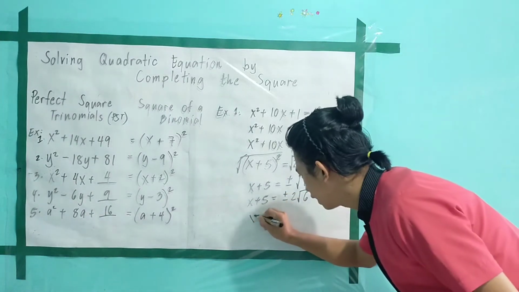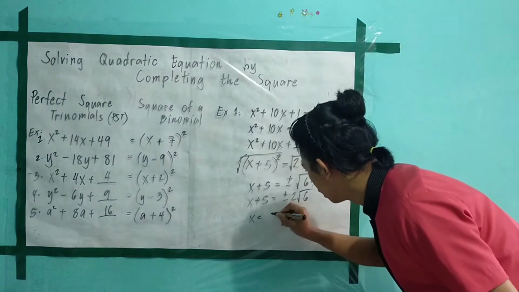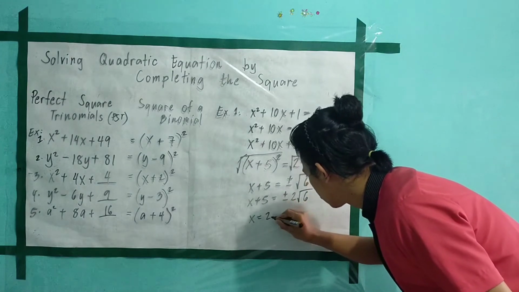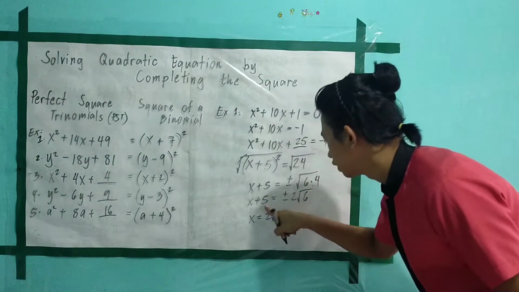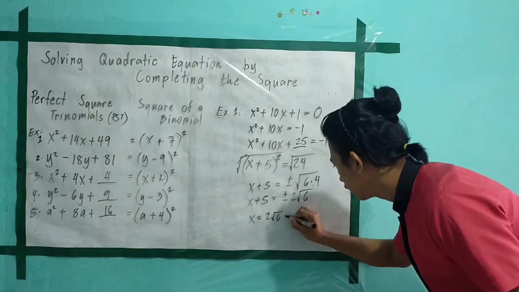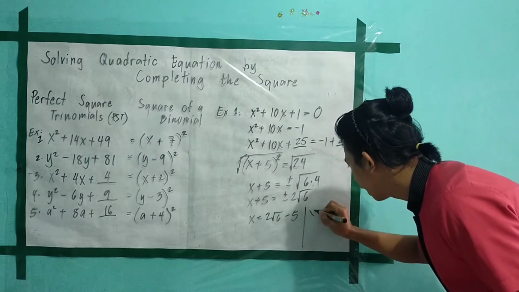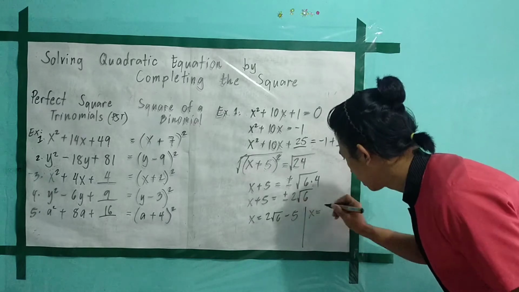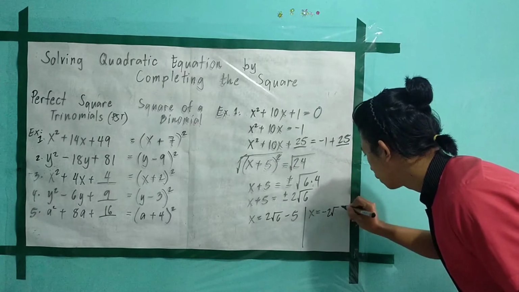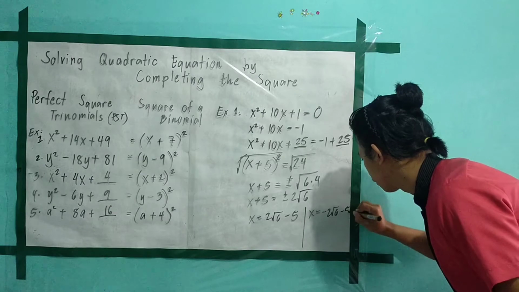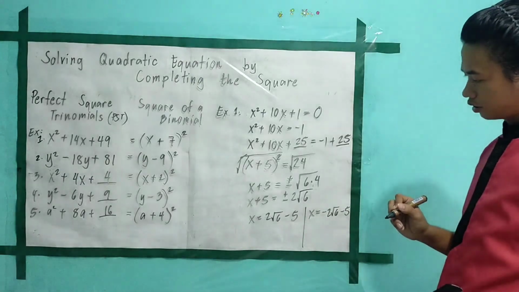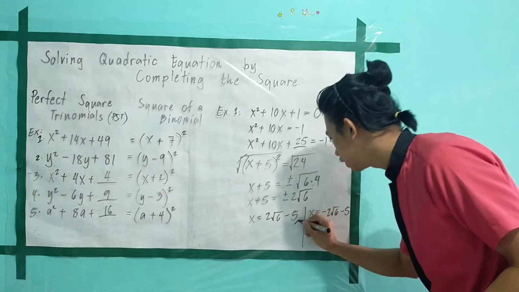Next step tayo, solve for the value of x. So we have x is equal to positive 2 square root of 6. Then yan, lipat natin magiging less 5. And the other one, we have x is equal to negative 2 square root of 6 less 5. Yan. So ito na yung magiging sagot natin.